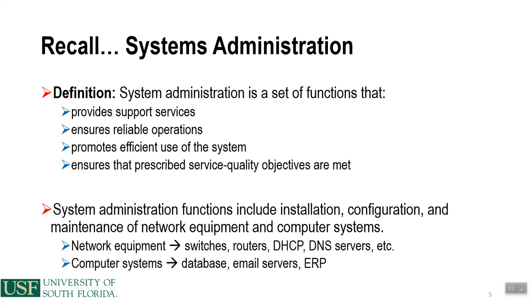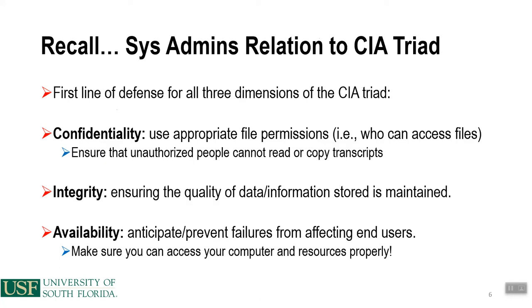So let's recall what systems administration is. Systems administration is a set of functions that provide support systems, ensures reliable operations, promotes efficient use of the system, and ensures that the prescribed service quality objectives are met. Systems administration functions include installation, configuration, and maintenance of network equipment and computer systems. For example, network equipment could be switches, routers, DHCP, DNS servers, and so on, whereas computer systems could be databases, email servers, ERP, and others.